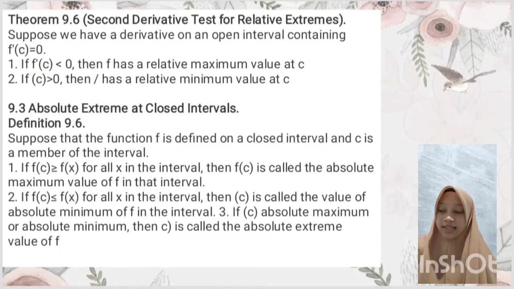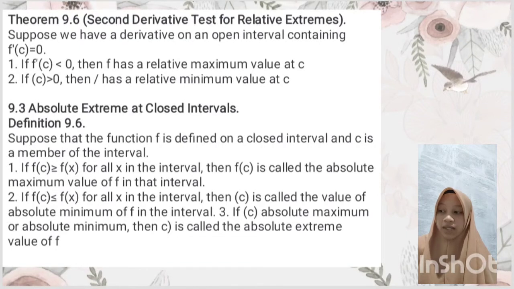Theorem 9.6. Second derivative test for relative extreme. Suppose f has a derivative on an open interval containing c, and f'(c) is equal to 0. 1. If f''(c) is smaller than 0, then f has a relative maximum value at c. 2. If f''(c) is more than 0, then f has a relative minimum value at c. 9.3. Absolute extreme on closed interval.